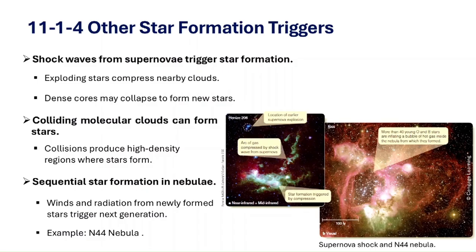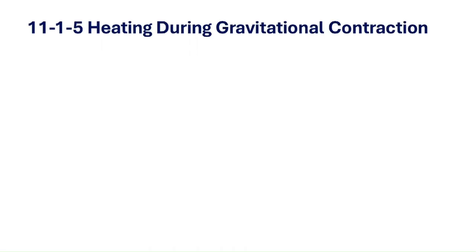Now here you can see both images side by side. On the left, figure A shows a supernova shock compressing a cloud, and on the right, figure B shows the N44 nebula, where new stars are forming sequentially from earlier stars' effects. Alright, now that we have seen the main triggers of star formation, shock waves, cloud collisions and sequential formation, let's move on to what actually happens inside these clouds as they heat up and contract to form stars. So let's look inside these clouds and see what happens as they start to heat up and collapse.